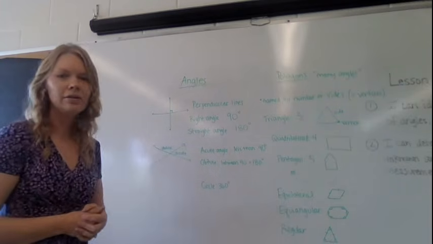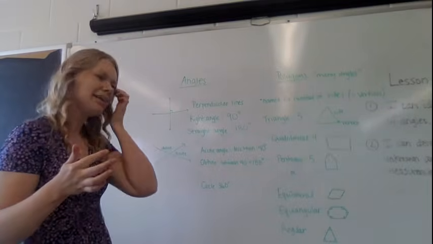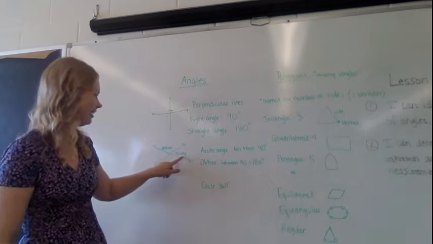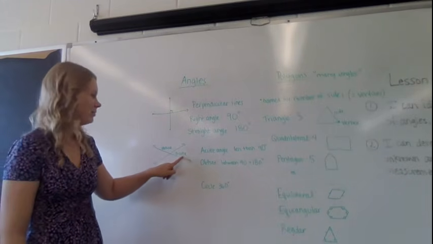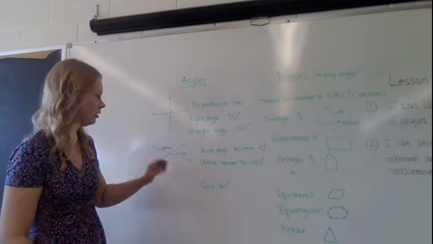So an acute angle is going to be between 0 and 90 degrees. And I like to remember it because it's little. Oh, it's a little cute angle. How cute, it's so little. So that's a way you can remember acute angles as being the smallest ones.